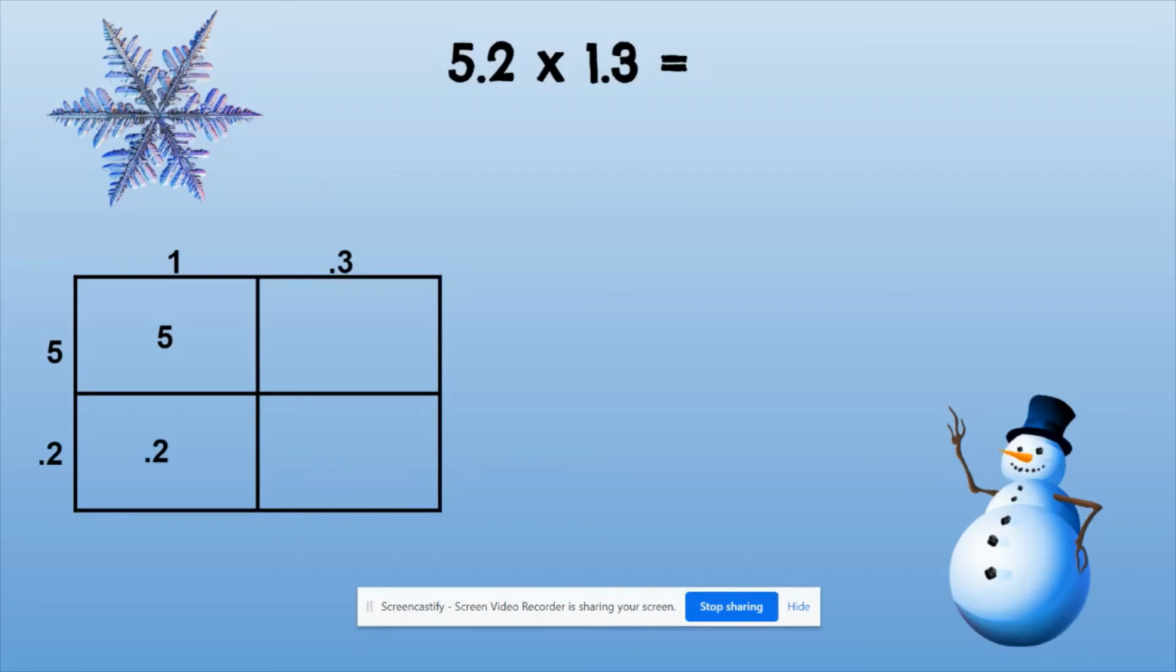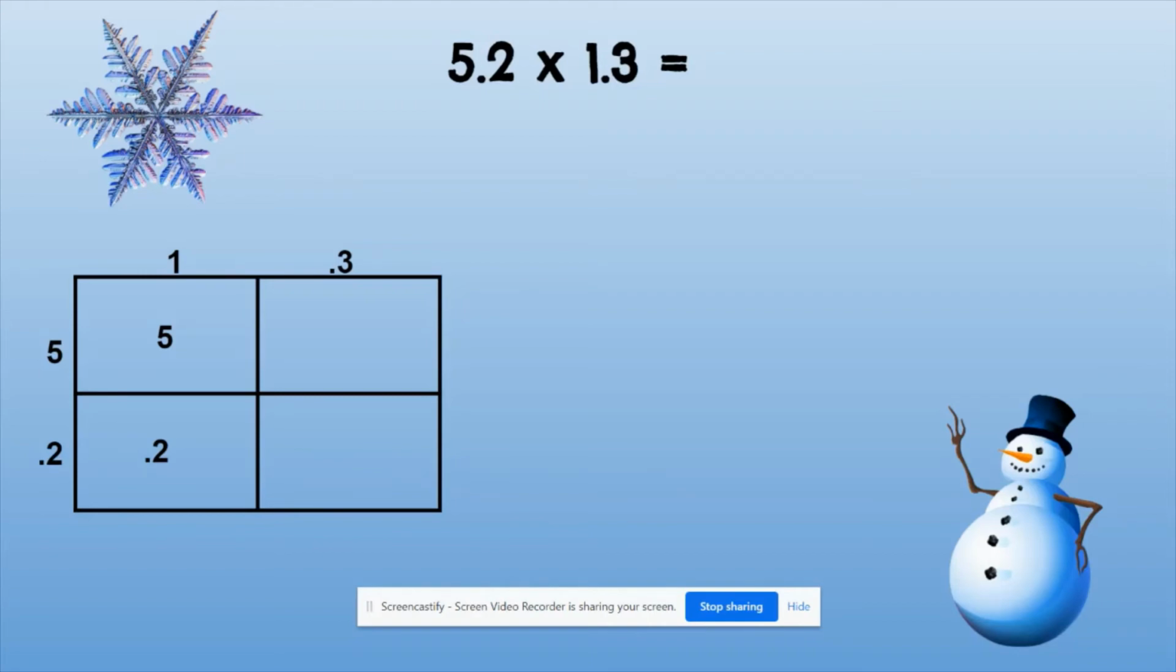Next, we'll move over to the second column. We'll multiply 5 times 3/10. In this, I know that I have to look for my basic fact. It's 5 times 3. That's 15. But I'm not multiplying 5 times 3. I'm multiplying 5 times 3/10, which gives me 15/10.